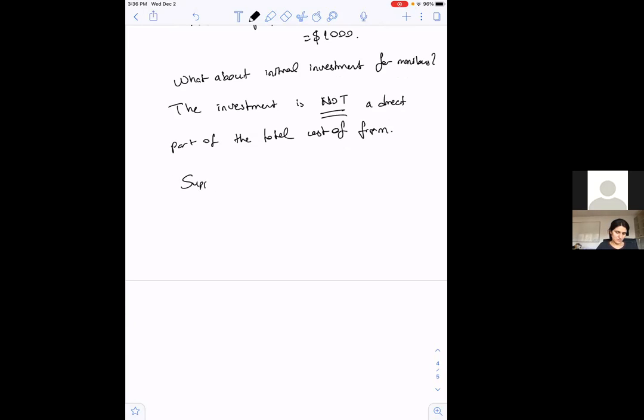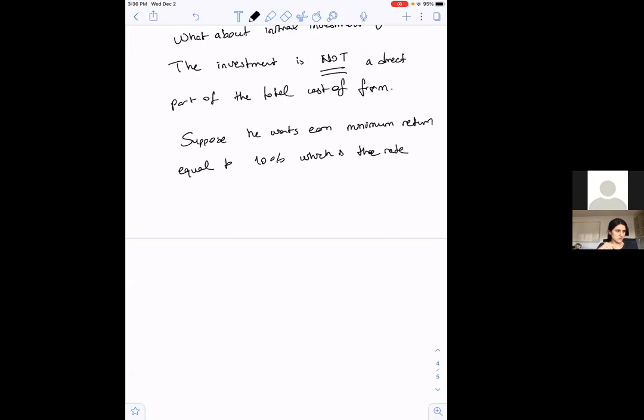Suppose he wants to earn a 10% minimum return, which is the rate he would earn if he invests his money in government bonds. The rate of interest on government bonds.